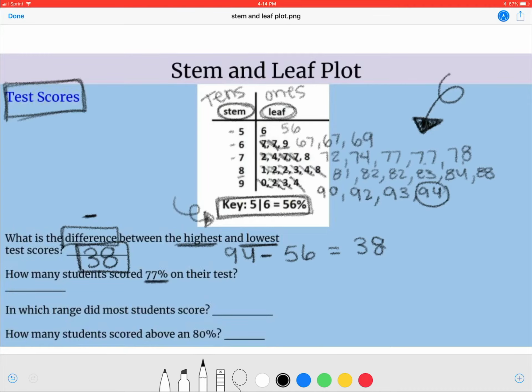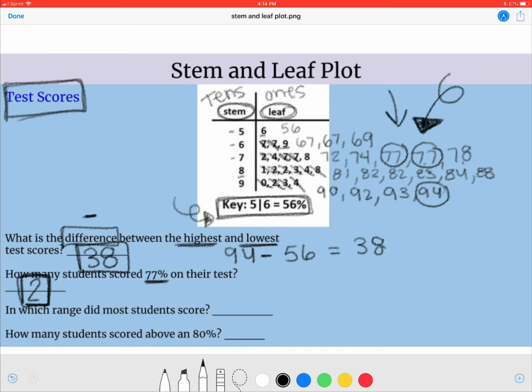Okay, moving on to number 2. How many students scored a 77% on their test? It's a good thing we did all this work over here because we can look to see how many times we see 77. Of course, I'm going to look in my 70s range, and I see 1 77, 2 77s. So that means that 2 students made a 77 on their test. My answer is 2.